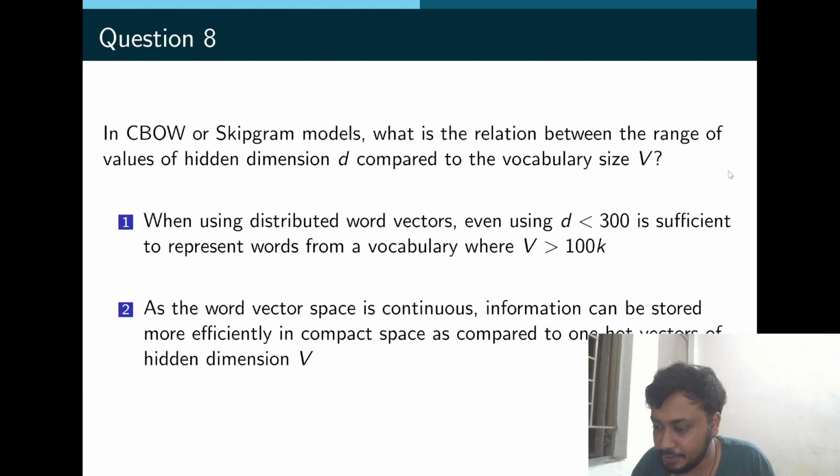So you should be getting a matrix of size 32,000 by 100. Yes, you should be getting that matrix after training.